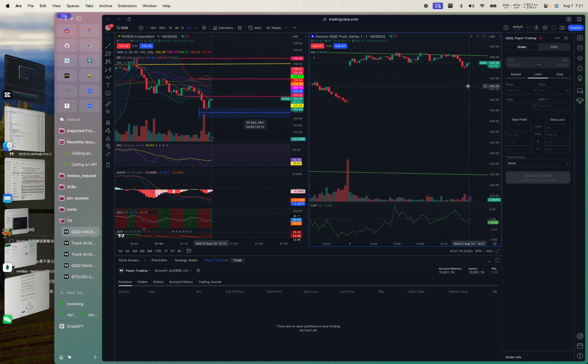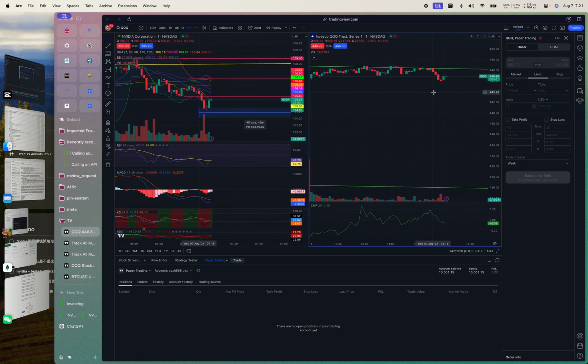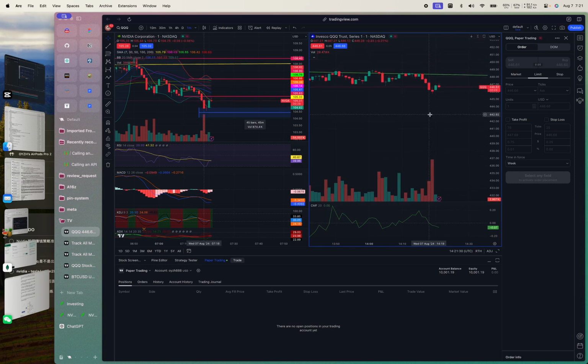Let me see, 1 minute. Yeah, it's possible that Nvidia doesn't have an opportunity, but the QQQ has an opportunity. But here you can see QQQ strictly follows Nvidia. So basically they're the same. The trend is exactly the same. You can see.